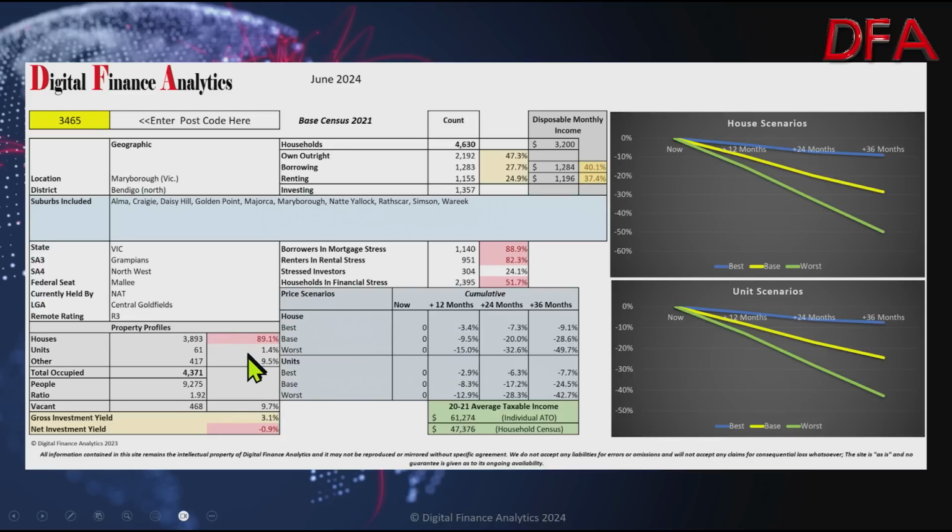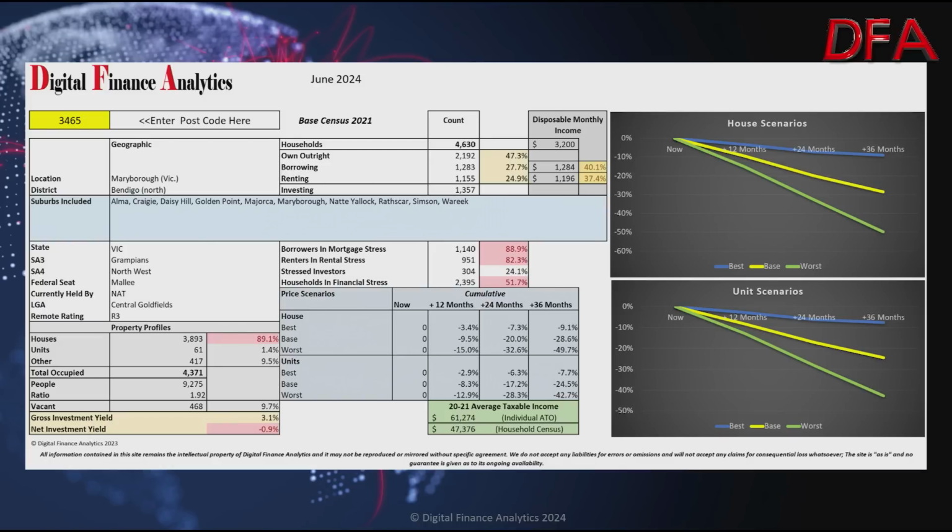89% of houses, a small number of other types of property. The people ratio at 1.92 is a little lower, so it might be some sole families there too. The vacancy rate's a little higher at 9.7%. Gross investment yield's 3.1%. Net investment yield is minus 0.8%. Average taxable is 61,000. The household census said 47,000, giving a disposable monthly around 3,200, with 40% going on the typical mortgage at 1,284 and 37% at 1,196 going on the typical rent.